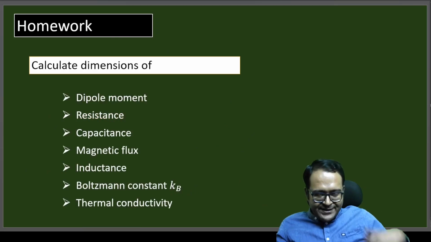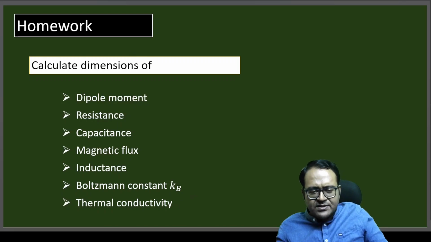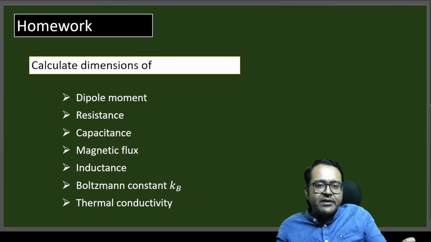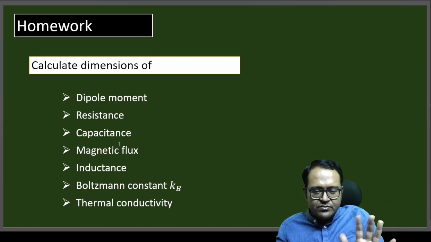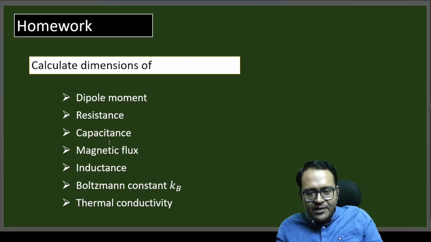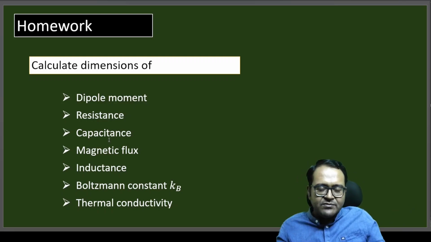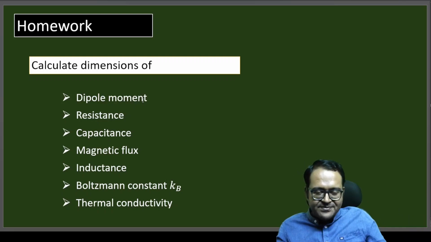You can calculate dimensions of many more quantities in electricity and magnetism, so try it. Dipole moment, resistance, capacitance, magnetic flux, inductance. Boltzmann constant and thermal conductivity are from thermal physics. Only try these if you know what these quantities are. If you are just starting class 11, don't calculate all this. Just focus on basic mechanics. You learn Newtonian mechanics, and slowly you will learn to calculate all the dimensions because you will learn all the relations. You will learn the definition of dipole moment after some time. Then you calculate it. Right now, you don't.